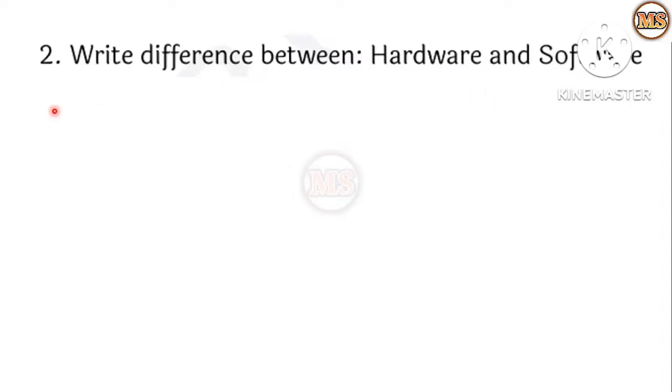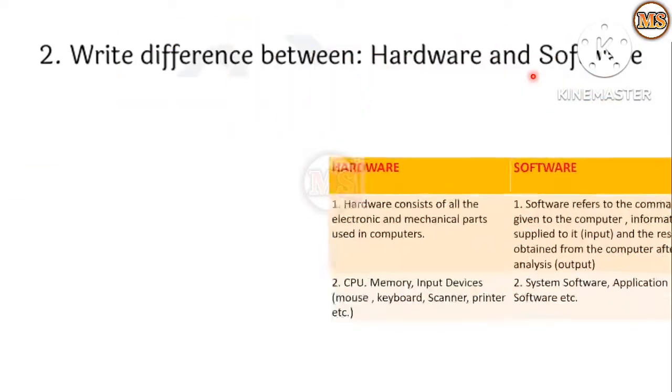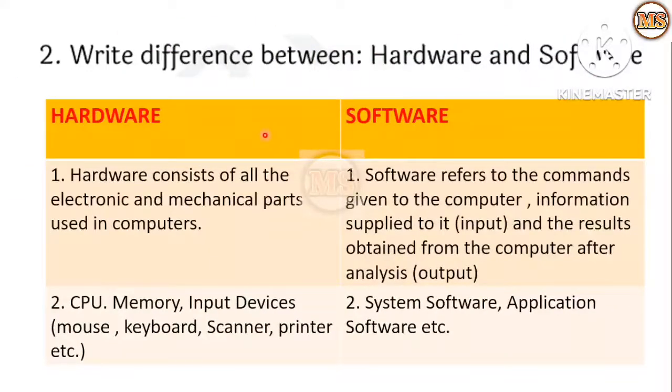Then the second question, write the difference between hardware and software. So in case of a computer, we know that there are hardware and software. First we see about the hardware. Hardware consists of all the electronic and mechanical parts used in computers. Second, CPU, memory, input devices, that is mouse, keyboard, scanner, printer. These are the examples of hardware.